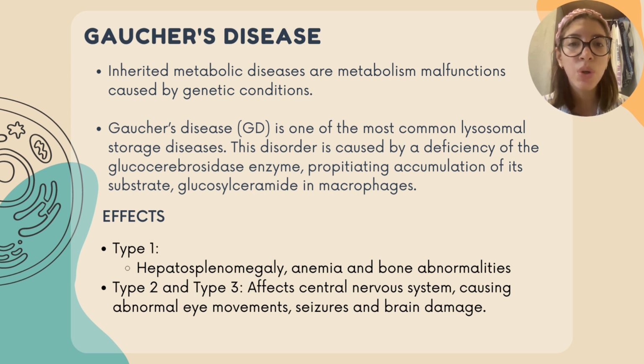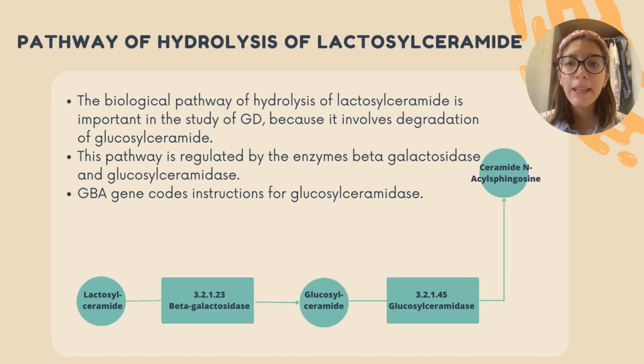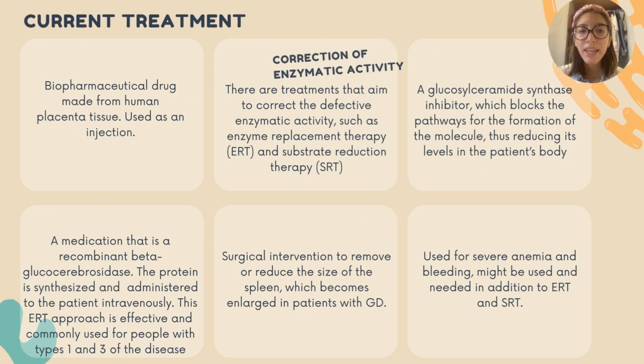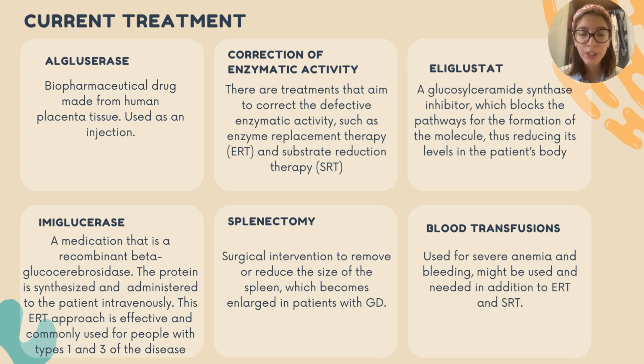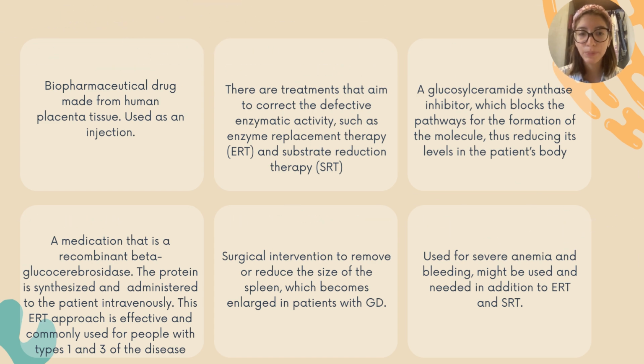Gaucher's disease, also known as GD, is caused by a deficiency of an enzyme called glucocerebrosidase. There are different types of the disease, and they could cause from mild to severe effects on their patients. The pathway of hydrolysis of lactosylceramide is important for the study of GD because it involves the degradation of the enzyme talked about before. Here are some examples of the current treatment for the disease.